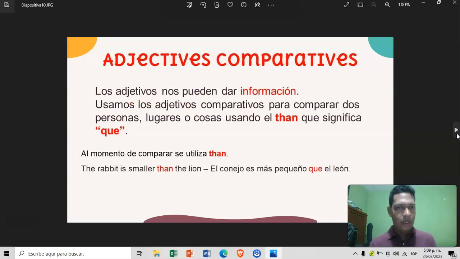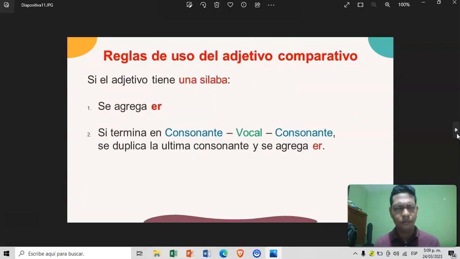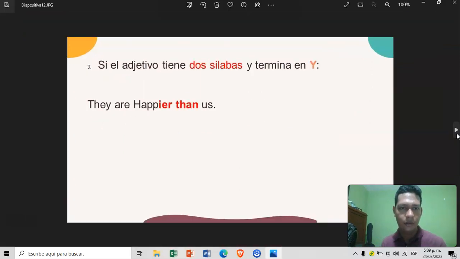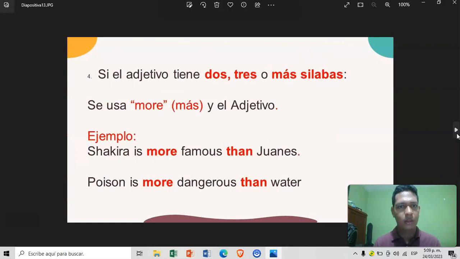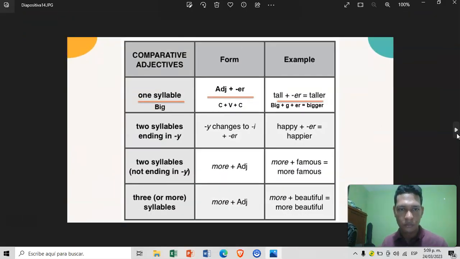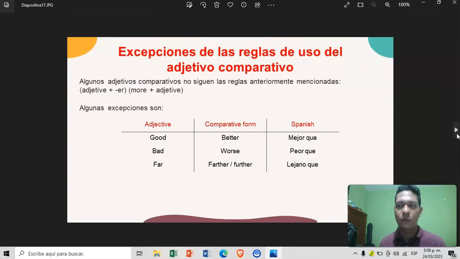The adjective gives information, like we said before. This is the same for the same rules. And here we have a table that explains more about the rules of using adjectives in the comparative.